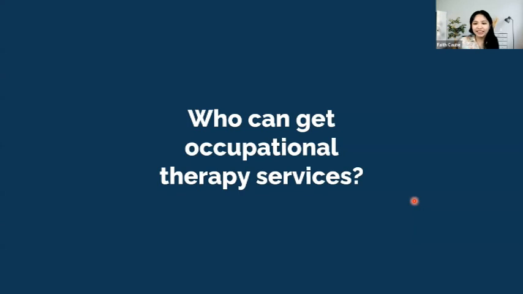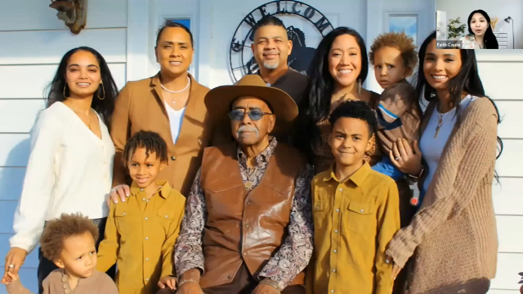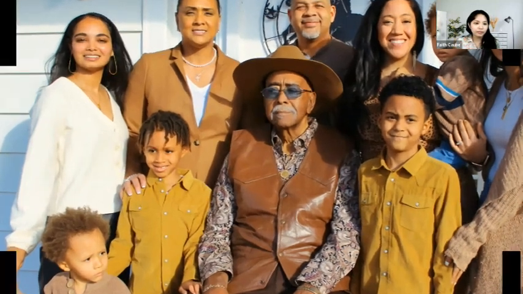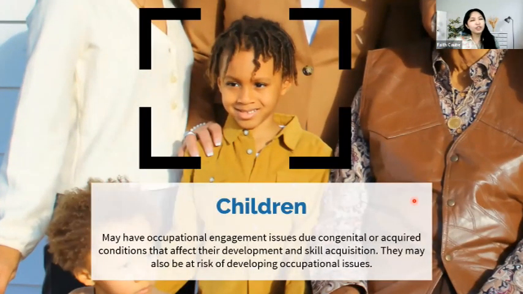So who can get OT services? We'll look at this from an age and conditions perspective. Basically, everyone who may find themselves having difficulty doing their occupations and feel like they need professional help to walk them through it, or at least help them figure out solutions to their concerns. So children may have issues because of congenital or acquired conditions that affect their development or skill acquisition. Some examples that you might be familiar with would be autism, ADHD, or burns, which are fairly common among children. And for those who don't have medical conditions, sometimes there are OTs that look into kids who are at risk for juvenile delinquency and similar issues.